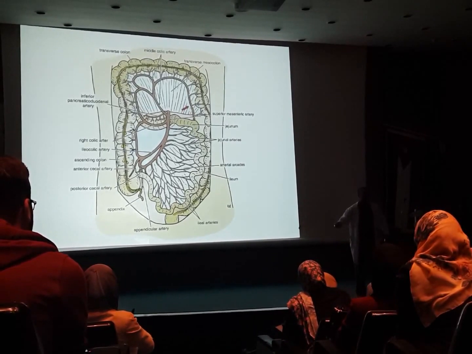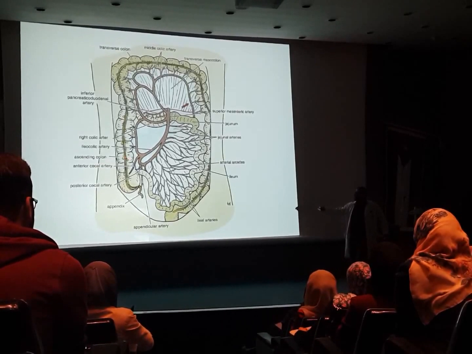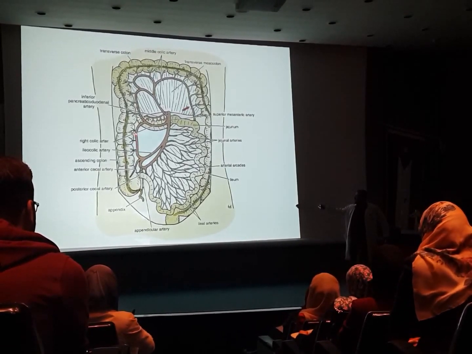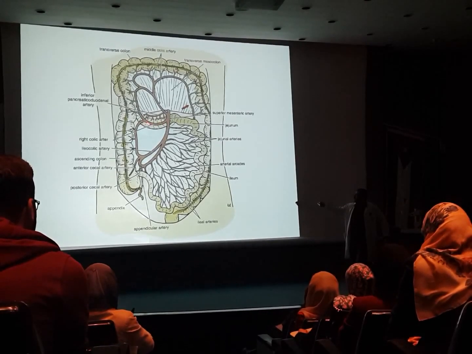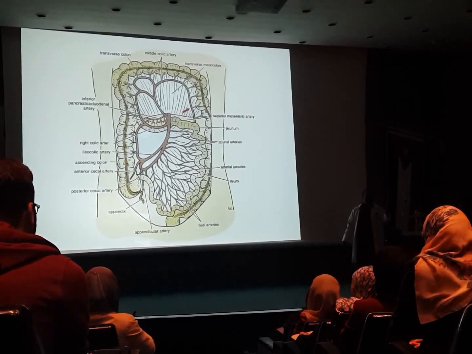Now, however, the ileocolic, once it reaches the border on the lower right corner, the first branch, we will call it the ascending branch. This ascending branch, as you see, anastomoses with what? With the right colic. So it helps in supplying part of the ascending colon.